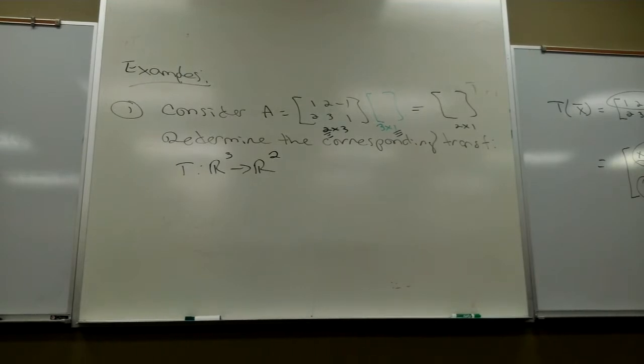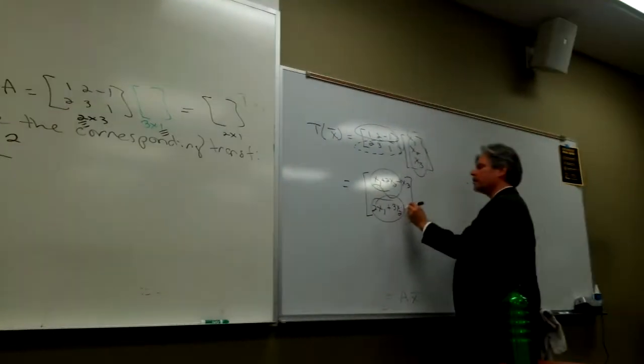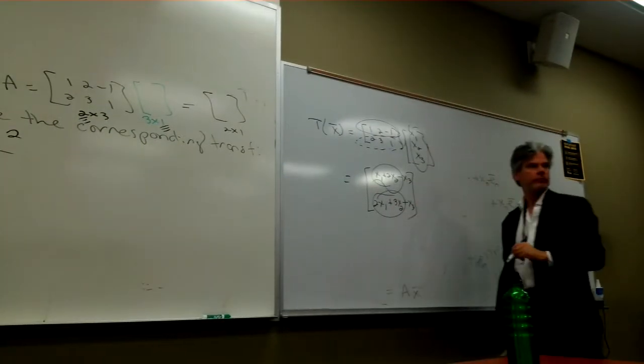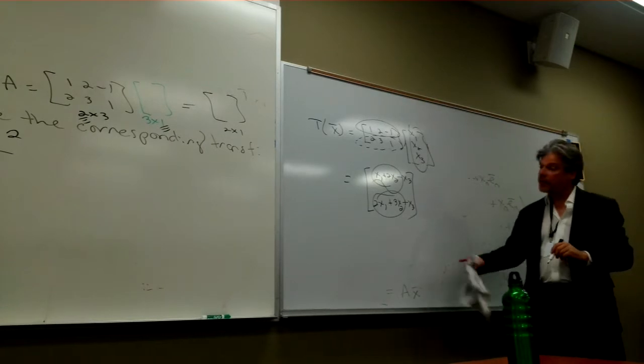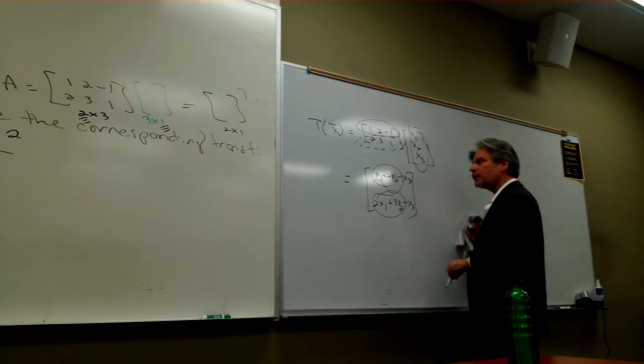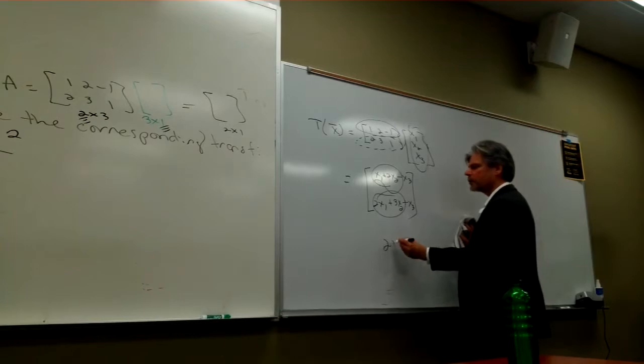The second entry in this product matrix is located in the second row, first column, so I dot the second row of the first with the first column of the second. But that's just going to give me 2x1 plus 3x2 plus x3. And that's the result of the multiplication of these matrices, which clearly is a 2 by 3.